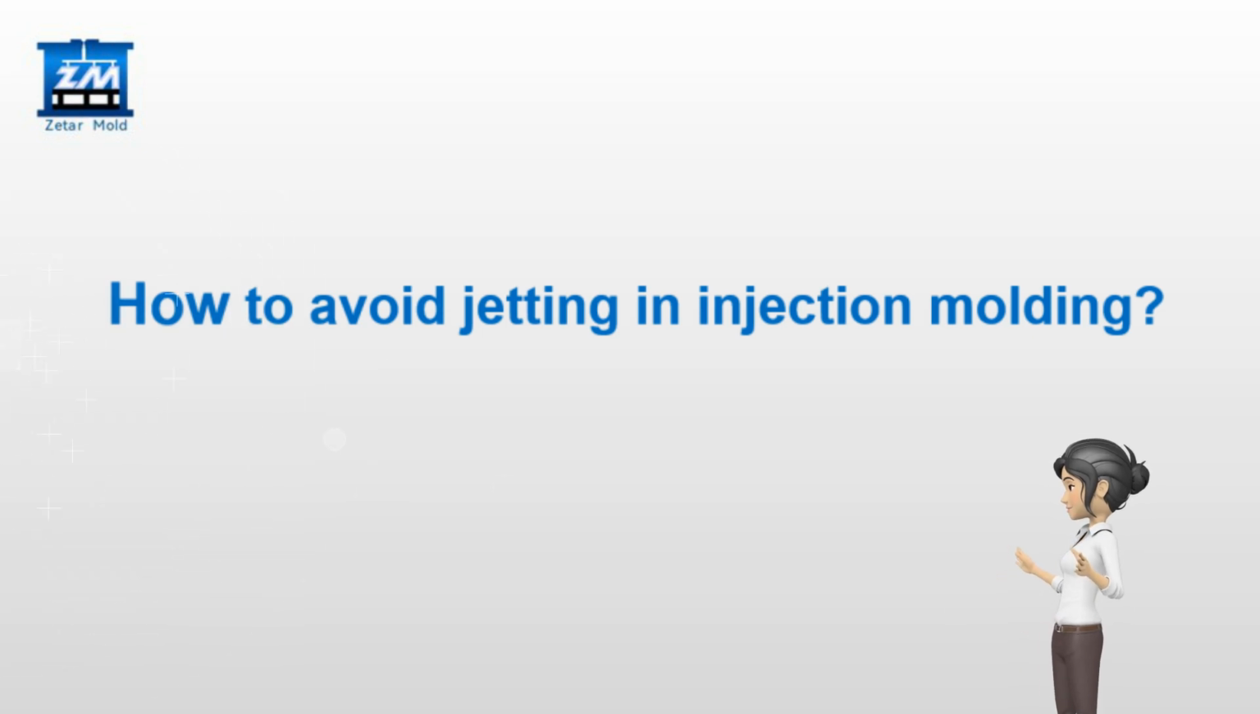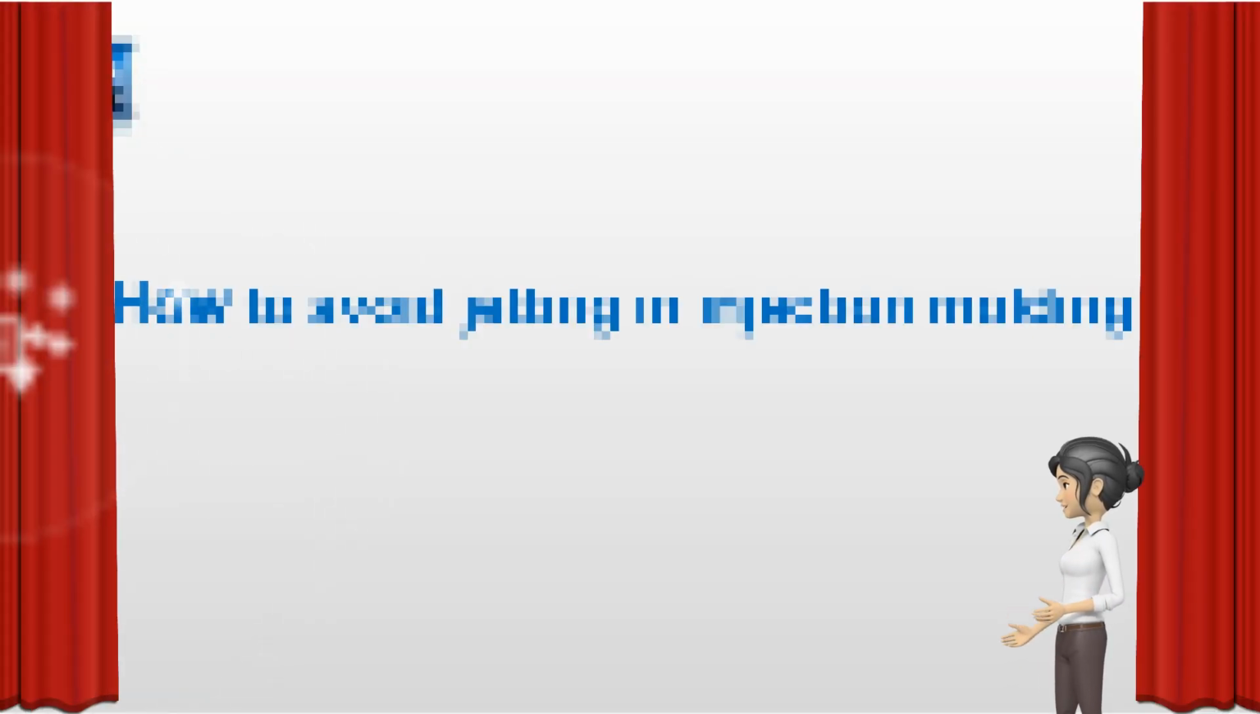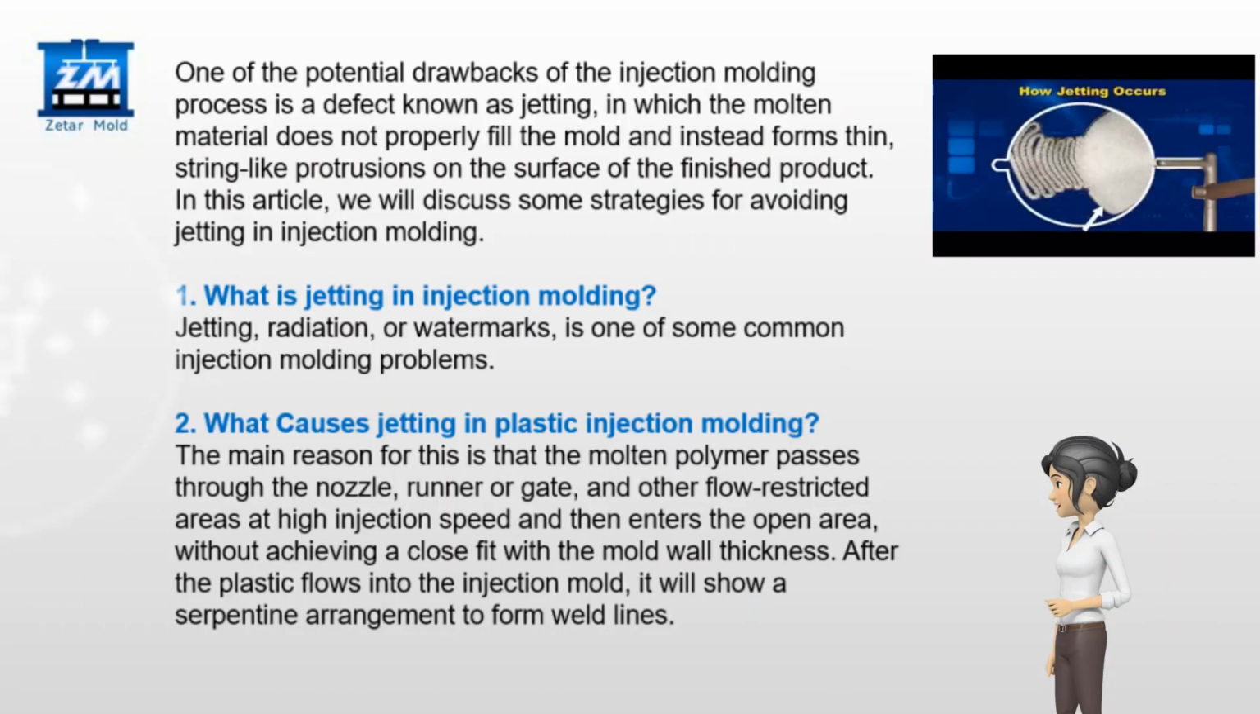How to avoid jetting in injection molding. One of the potential drawbacks of the injection molding process is a defect known as jetting, in which the molten material does not properly fill the mold and instead forms thin, string-like protrusions on the surface of the finished product. In this article, we will discuss some strategies for avoiding jetting in injection molding.